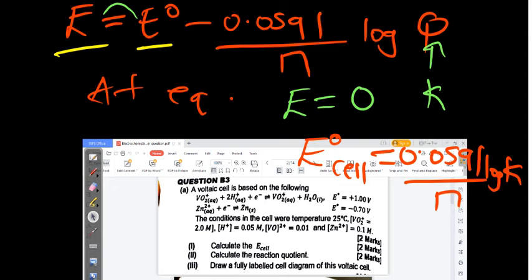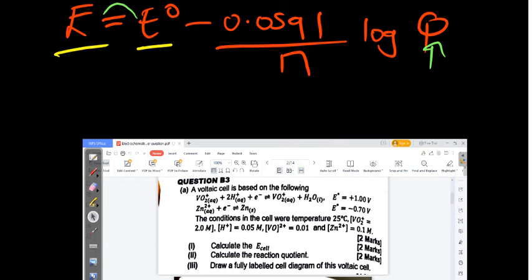So these are the cases where they'll ask you to find K. Make sure you familiarize yourself with these two forms of the equation. If you know one equation and know the conditions at equilibrium, you are good to go. Okay, so we now need to look up the information that we need. We need the standard cell potential, which we were just talking about.